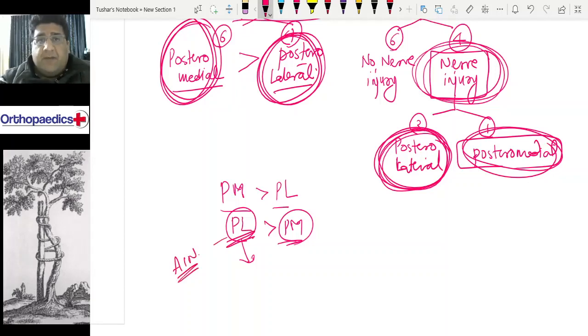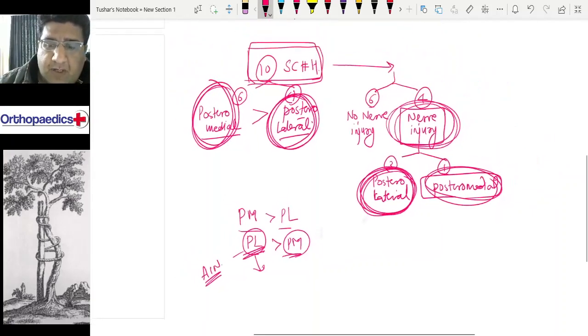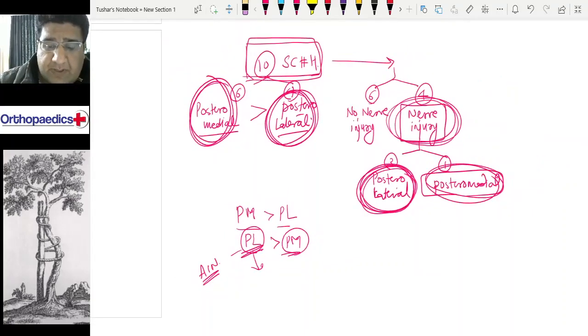So that is why, listen to me, even though posteromedial displacement is more common than posterolateral displacement, still the posterolateral displacement creating anterior interosseous nerve injury is more commonly seen as compared to radial nerve injury seen with posteromedial displacement. Does that make sense to you? So is the first question answered, everyone? Now, it's not over. Second question.